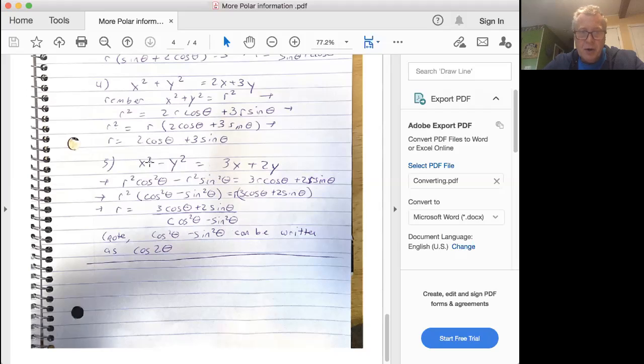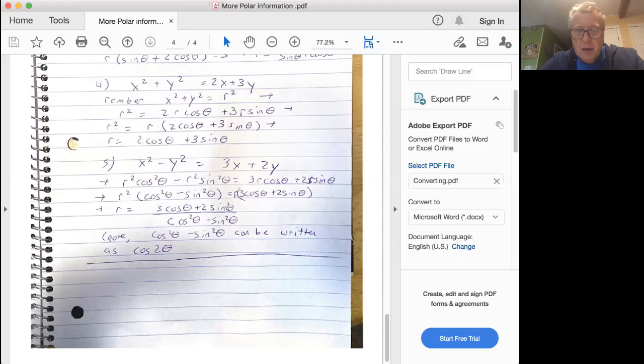I'll factor the r squared out here. I'll factor the r out here. Remember, my goal is to isolate the r. I'll divide by r on both sides. That gives us r. And I'll divide by cosine squared theta minus sine squared theta on both sides. So that gives us this denominator.